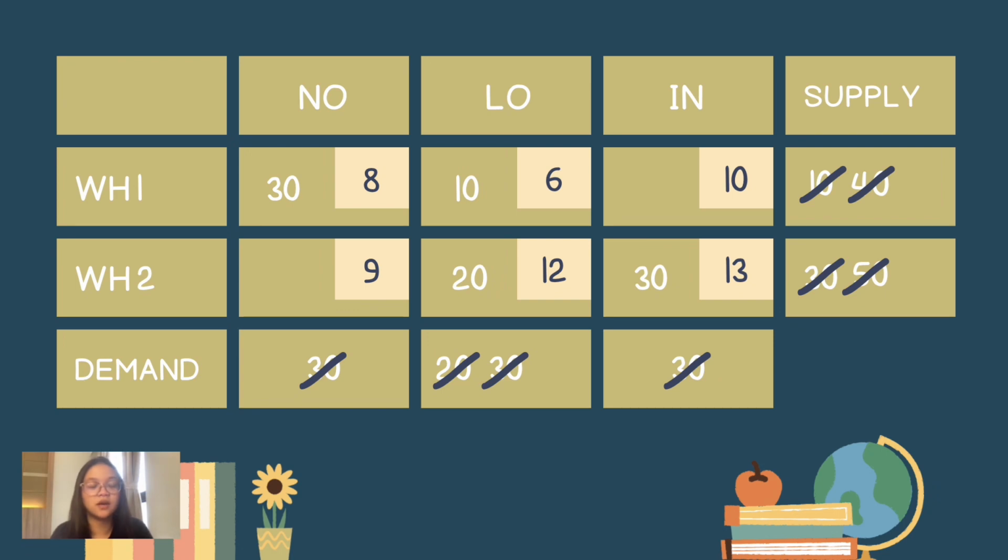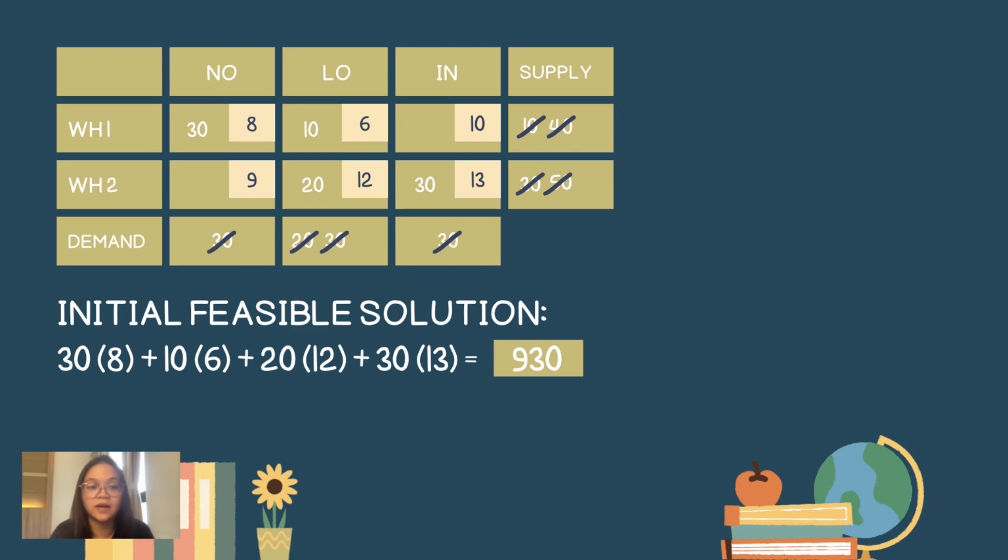Now this will give us our initial feasible solution. We just have to multiply the assigned value and the transportation cost per cell. Then we add all of it. In short, the summation of assigned values times transport cost. This will give us an initial feasible solution of 930.